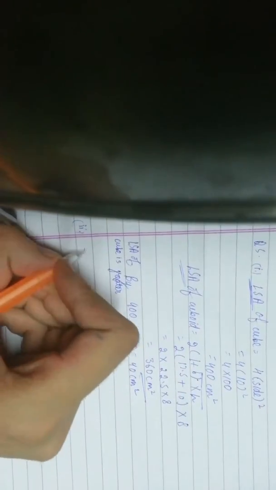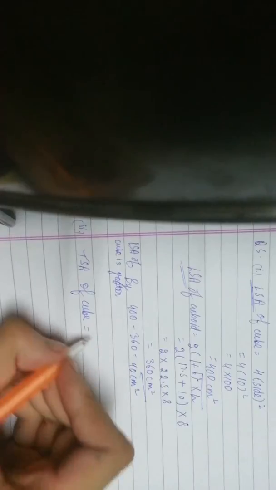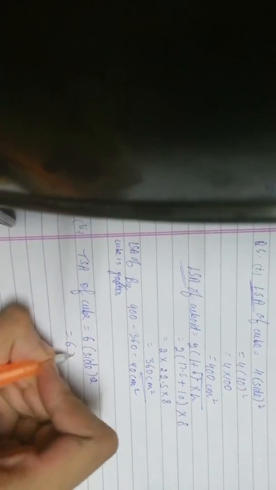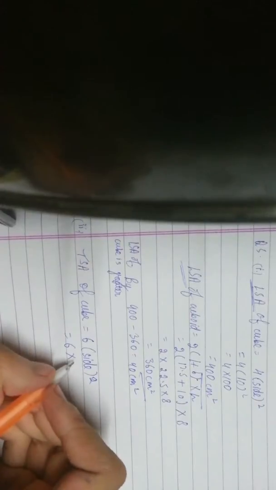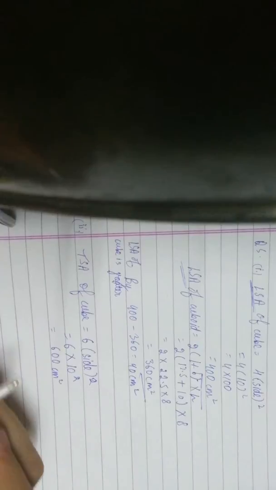Now coming on towards the second part. The second part says: which box has the smaller total surface area and by how much. Now make sure that you understand what is lateral surface area as well as the total surface area. In the second part, we have to find the total surface area of the cube first, in the same manner. So the total surface area is 6 into side square. The side is again 10. So it's basically 600 centimeter square.